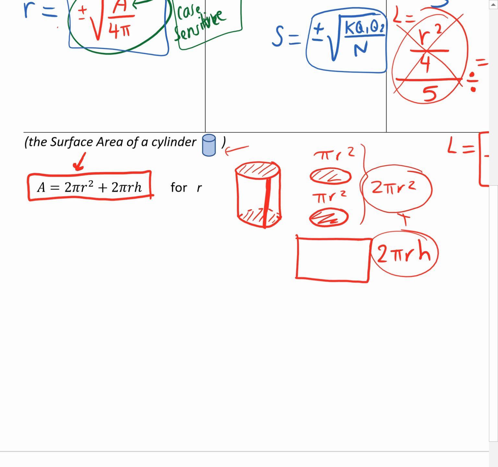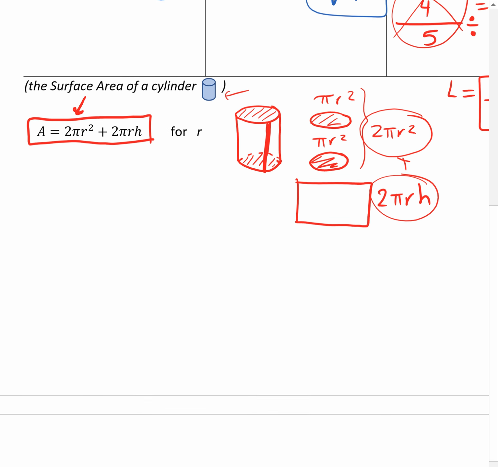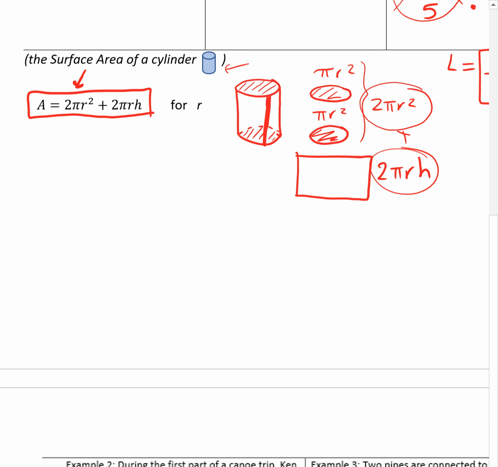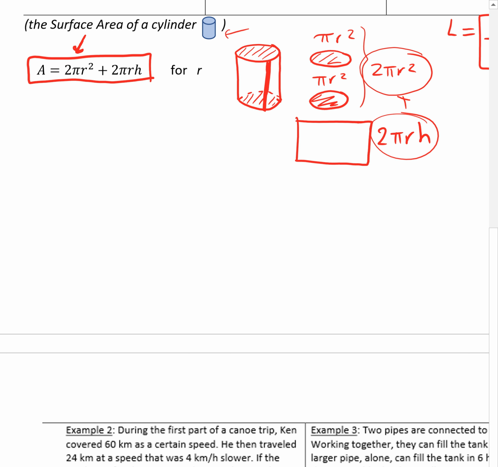Especially if you're a STEM major, majoring in science, technology, engineering, math, you're going to see this again if you take calculus, especially calculus 2. We're going to be dealing with these shapes a lot, and it's good to have seen this before. How do you figure out the surface area? Picturing yourself cutting this open and unrolling it.